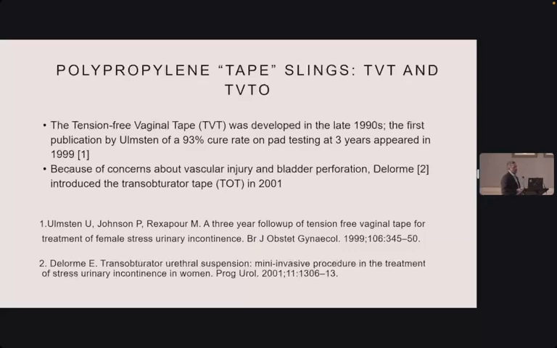And as I mentioned before, you have to go into the retropubic space again. And because of that, there's the worry about vascular injury and bladder perforation. So Delorme then introduced the transobturator tape. So the transobturator tape avoids the retropubic space. It's sort of, instead of U-shaped, more like a C-shape between the obturator foramens. Okay.